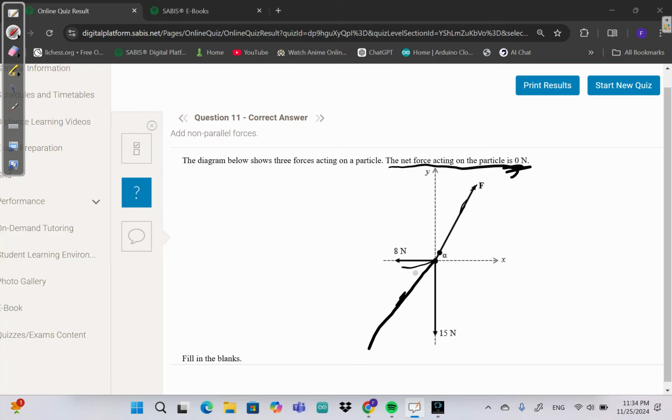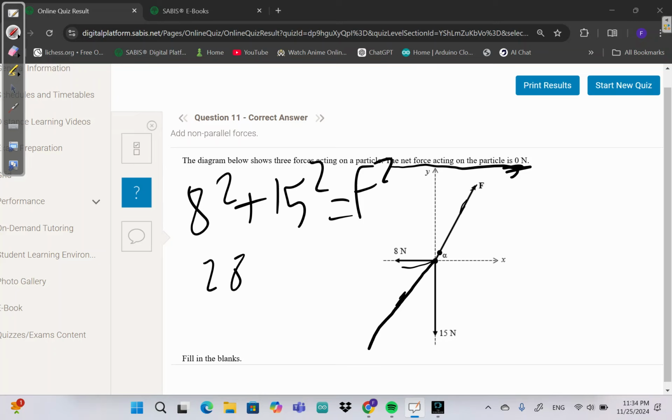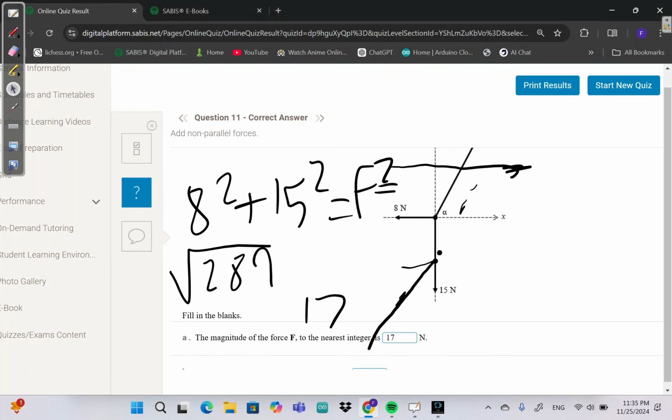Now we said we have the x component and the y component, and we said that the force squared is x squared plus y squared. So 8 squared plus 15 squared is equal to our force squared. So we do it on our calculator. 8 squared plus 15 squared is 289. So now we radical it to get rid of the square. Radical of 289 is equal to 17. And that's our answer for the first part, 17.